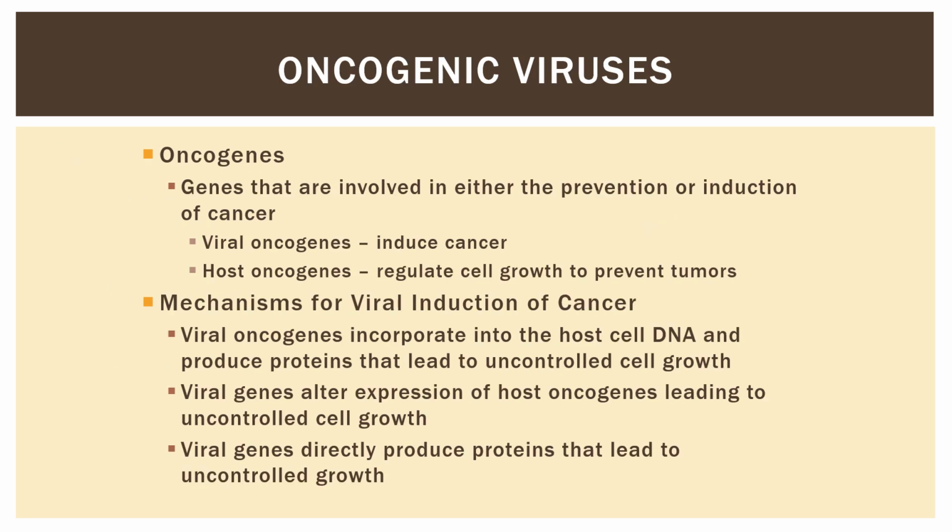Oncogenic viruses can contain something called oncogenes, and these are naturally occurring DNA sequences that we also have in our cells. So in our genes, we also have oncogenes, except a little bit of a difference. For viruses, these induce cancer. For our DNA, our genes, these oncogenes are going to regulate cell growth and prevent tumors. What viral oncogenes do is pervert that process.